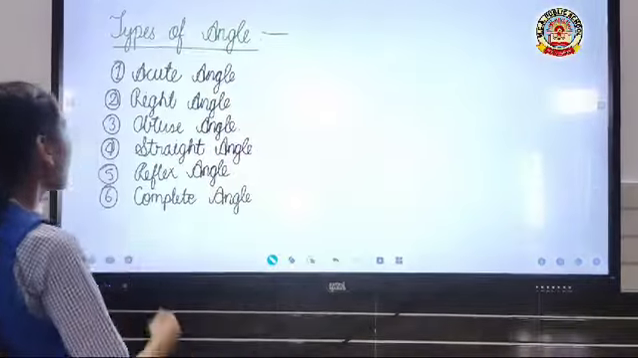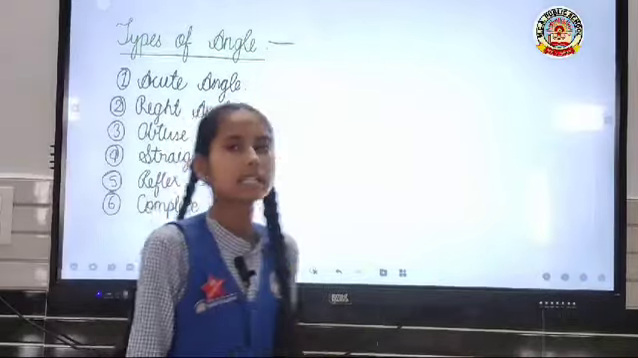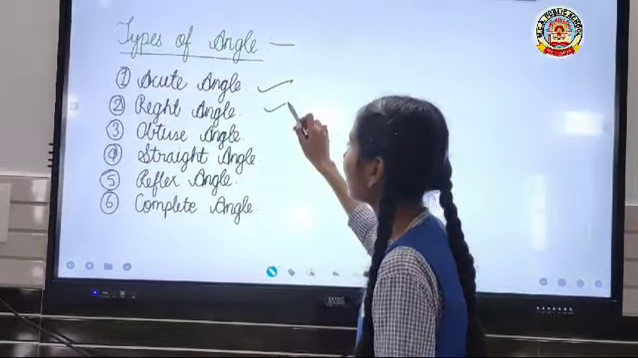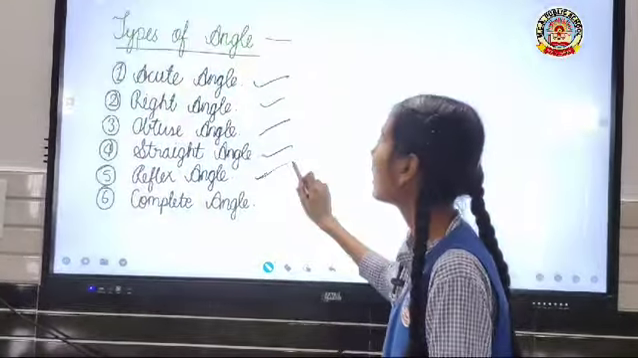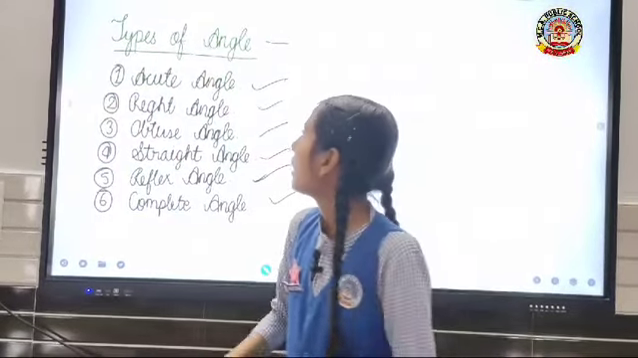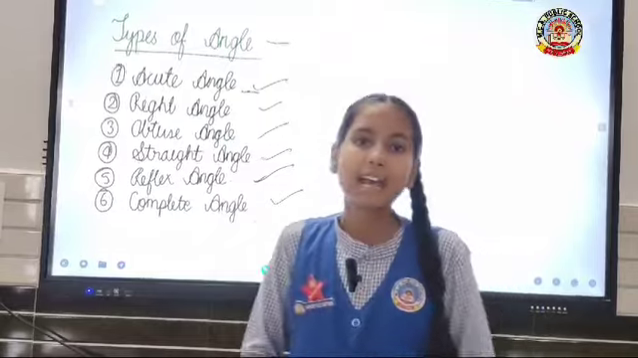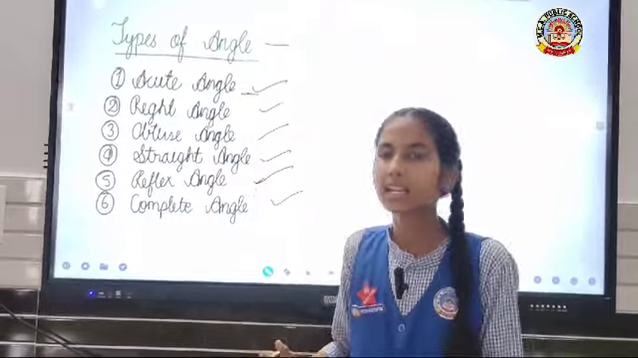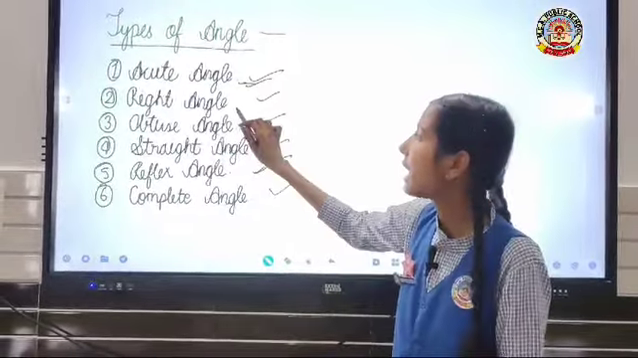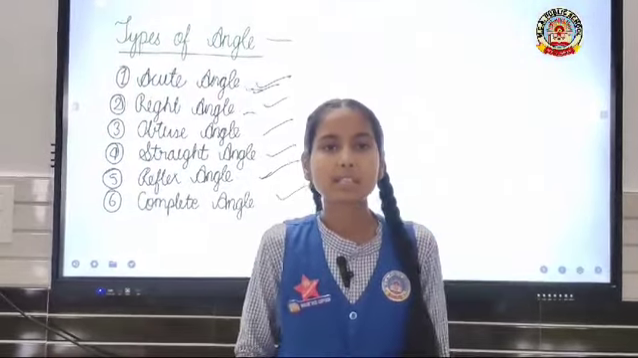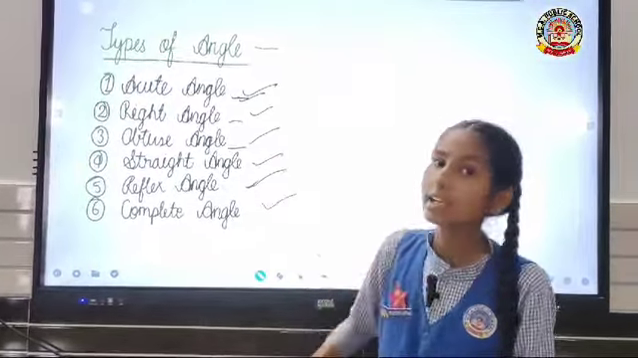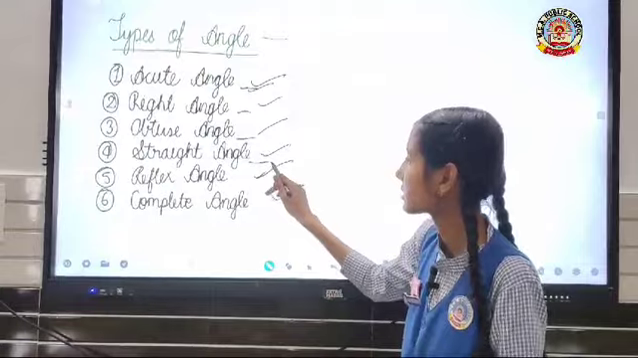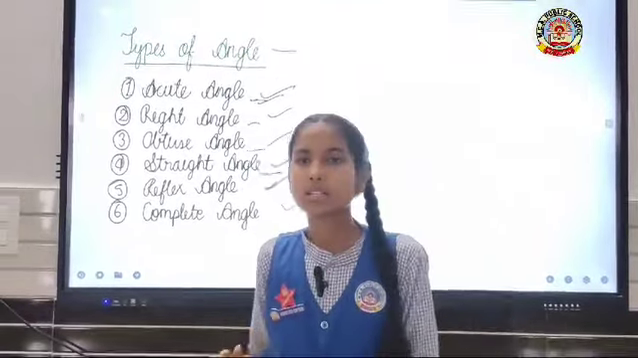Next is types of angle. There are mainly six types of angle which we have studied: acute angle, right angle, obtuse angle, straight angle, reflex angle and complete angle. What is an acute angle? An angle whose measure is more than 0 degrees but less than 90 degrees is called an acute angle. A right angle measures 90 degrees. Third is the obtuse angle. It is greater than 90 degrees but less than 180 degrees. And a straight angle measures 180 degrees.